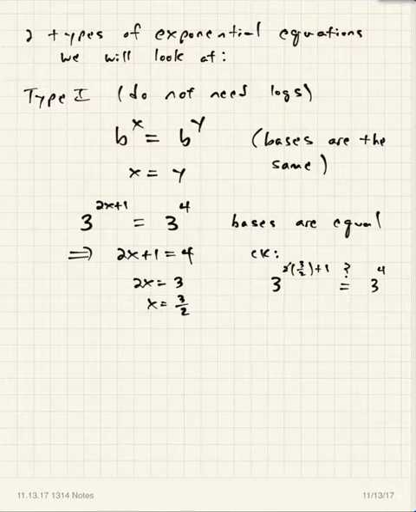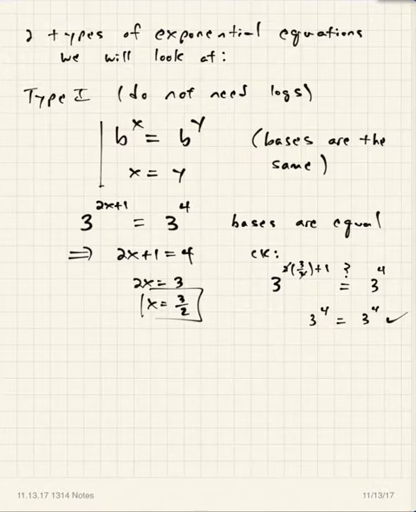And what happens here, the 2's divide out. You get 3 plus 1. And certainly you get 3 to the 4th equals 3 to the 4th. It checks. Right, so 3/2 is our solution. So this is the property for a type 1 exponential equation that we will use.